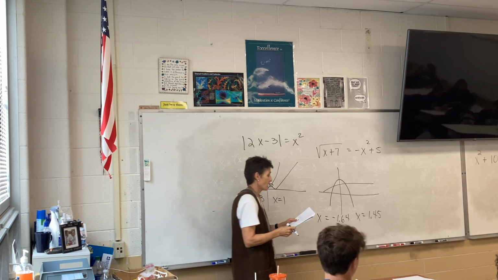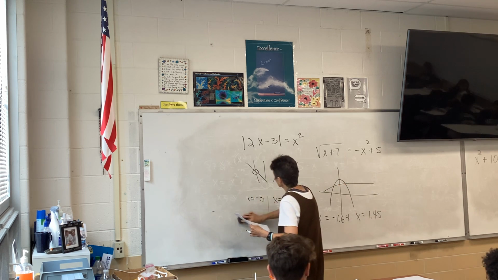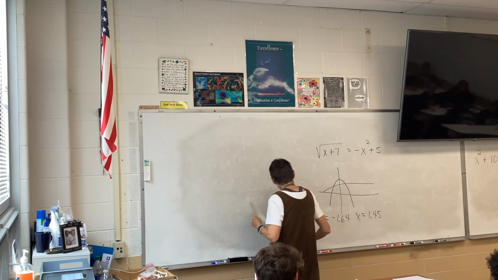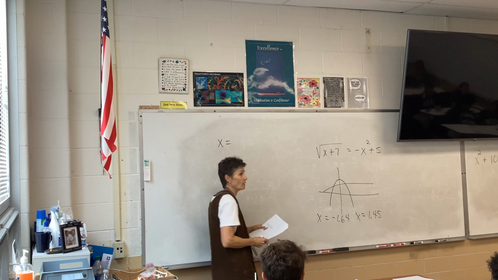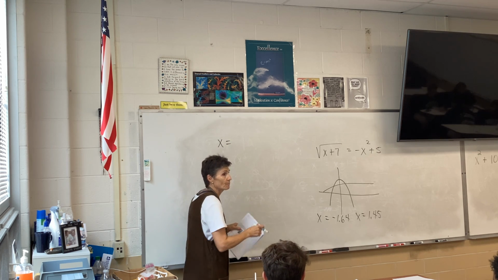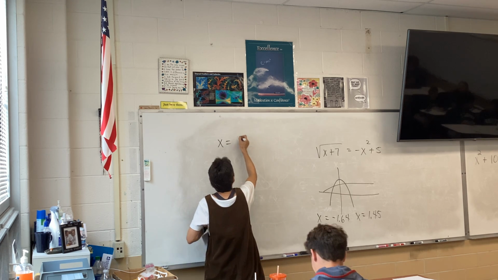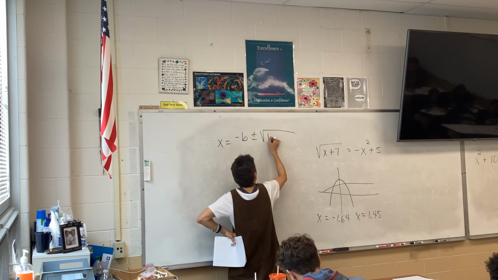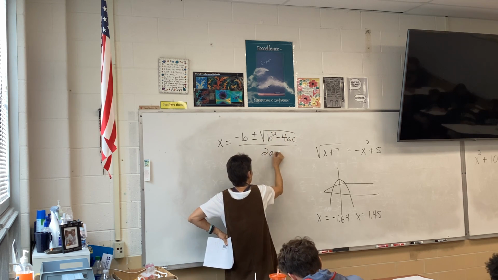Number 8. Solve with the quadratic formula. Kids, I've only given you one example here because it is completely expected that you know the quadratic formula. What's the quadratic formula? X equals negative b plus or minus the square root of b squared minus 4ac, over 2a.